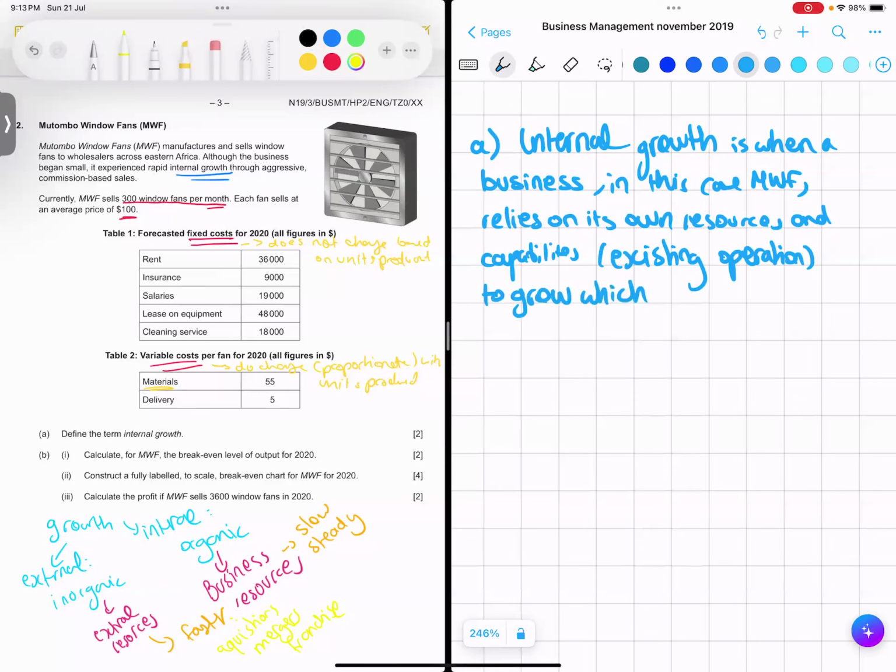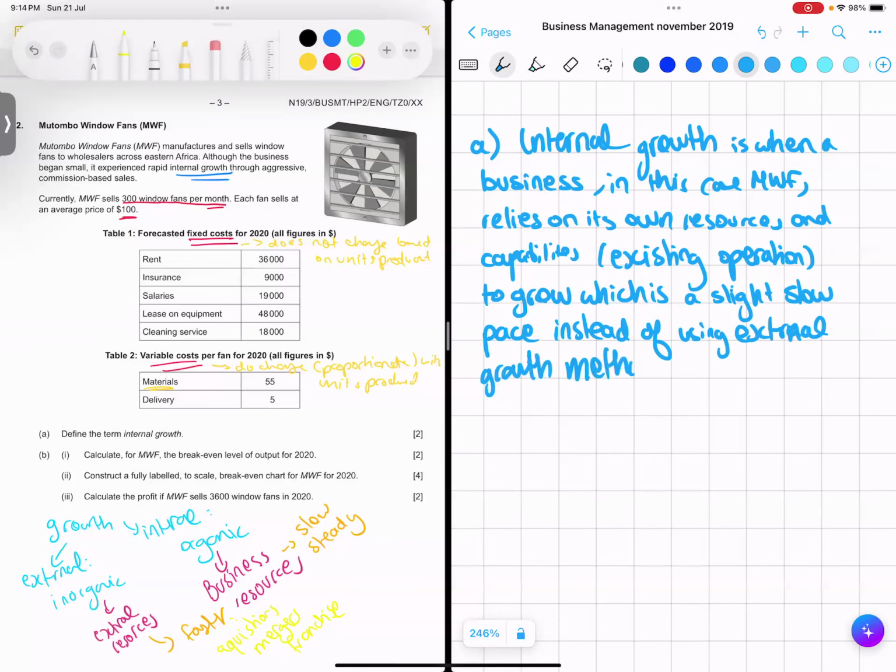which is at a slightly slower pace, instead of using external growth methods such as mergers, which use external resources to grow at a faster rate.